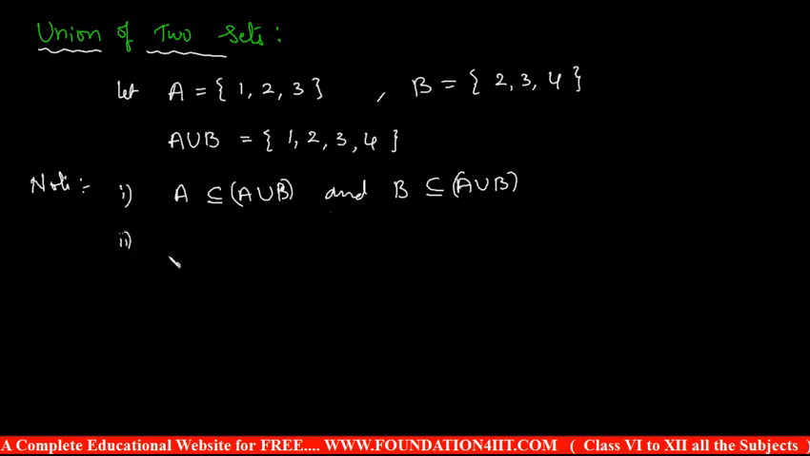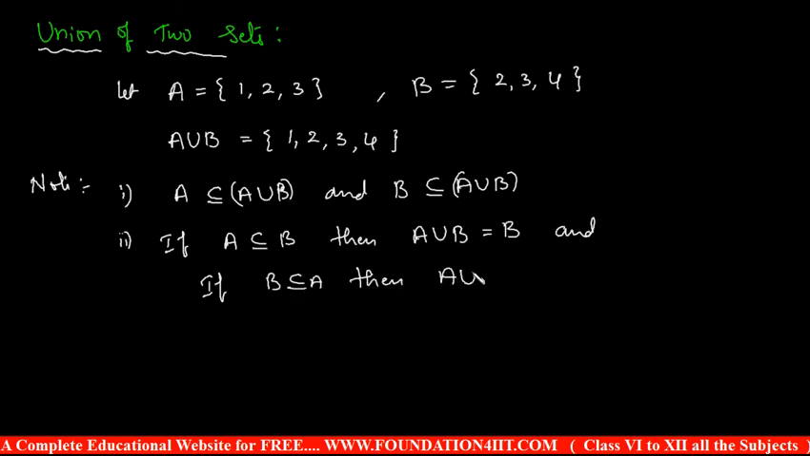Another point: if A is a subset of B, then A union B is equal to B only, because B is the biggest set now. A union B means all the elements, and all elements in A are there in B also. So A union B is absolutely B only. Same: if A is a subset of B, then A union B equals B. If reversed, for example B is a subset of A, then A union B equals A. And one more property is A union A complement equals the universal set.